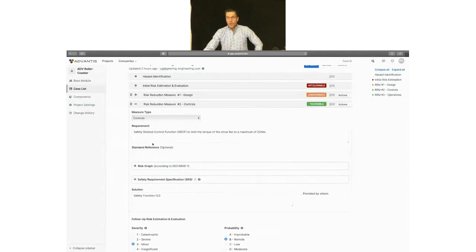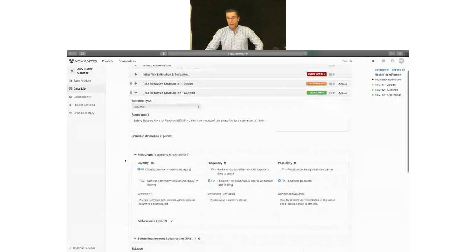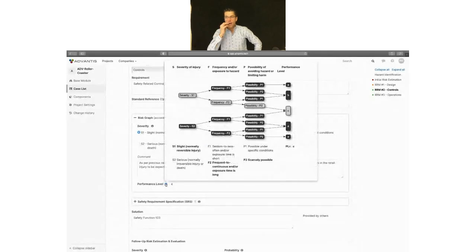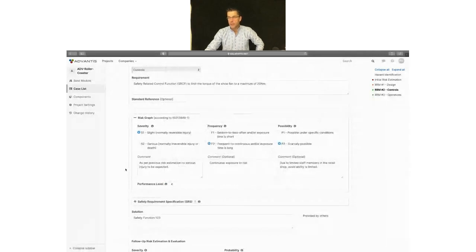Because we picked controls here, Advantis automatically inserts that other standard, what needs to be done, and has a risk graph that you now need to fill out. And this has slightly different parameters. I'm not going to go into too much details about this. You pick your parameter, and based on this graph, it spits out the performance level. In this case, PLC. Okay, that's pretty easy, so to say, that you can do a torque limiter with a PLC rating on it.